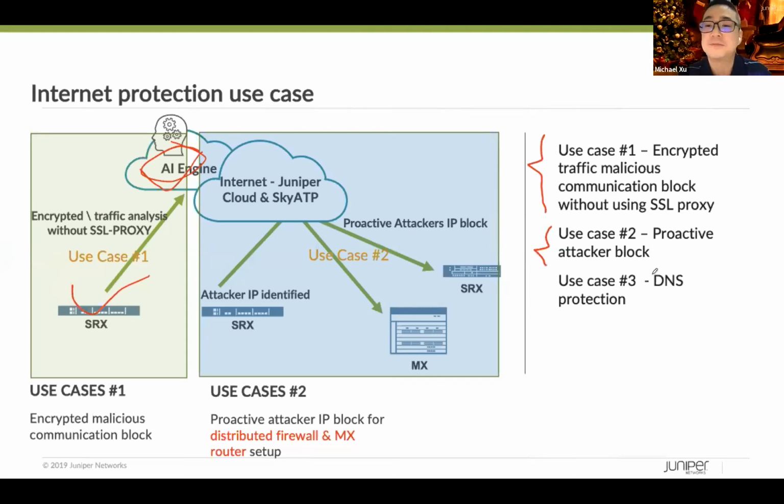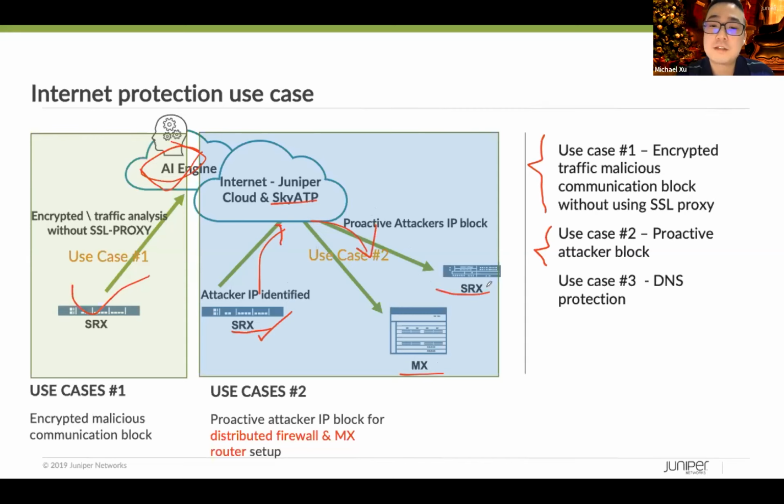And the second one is the proactive attacker block in layman's terms, or in Juniper's terms, if you're familiar with it, it's called adaptive threat profiling. Basically, how it works is we have multiple devices joining the same Sky ATP cloud. It could be geographically distributed, it could be SRX, it could be MX routers. If one SRX detects an attacker, for example by using its IPS, the SRX is going to tell the Sky ATP who the attacker is. Then the Sky ATP is going to distribute the attacker's information, for example its IP address, to the rest of the devices that join the same Sky ATP cloud.